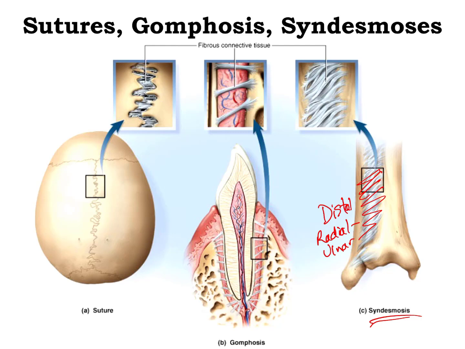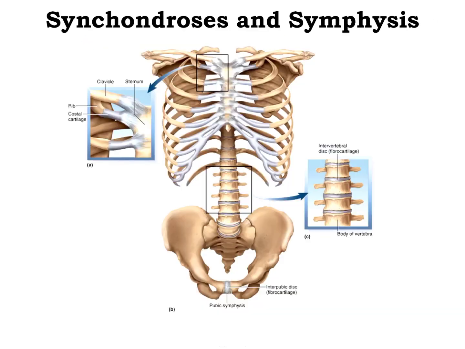So 3 different kinds of fibrous. So all of these are fibrous because they have fibers joining them together. So fibrous connective tissue. Synchondrosis and symphysis, these are cartilaginous. And this would be the cartilage between them.